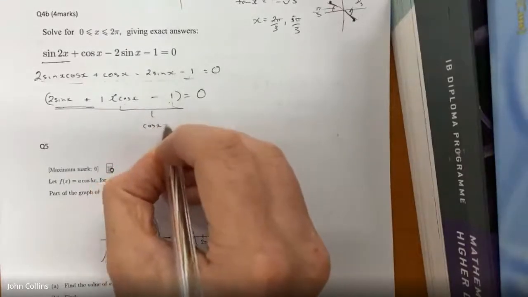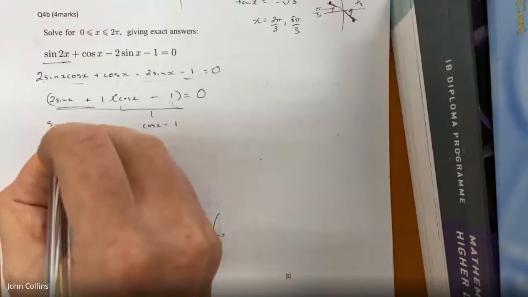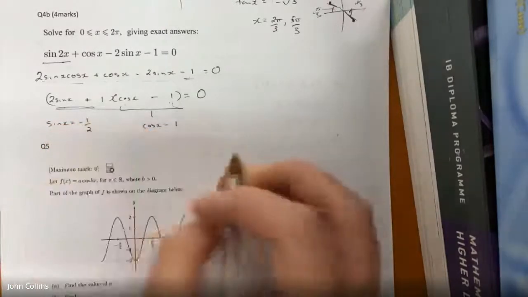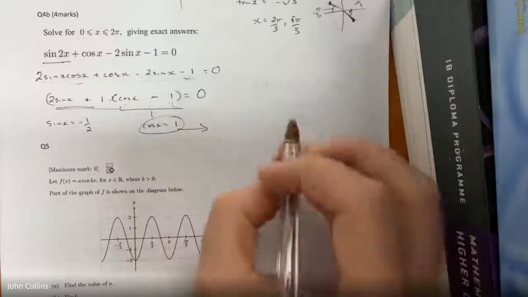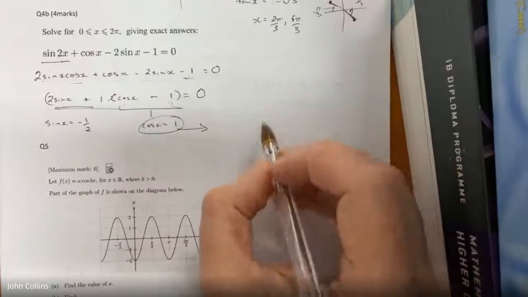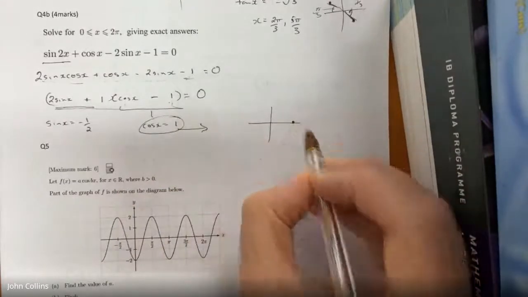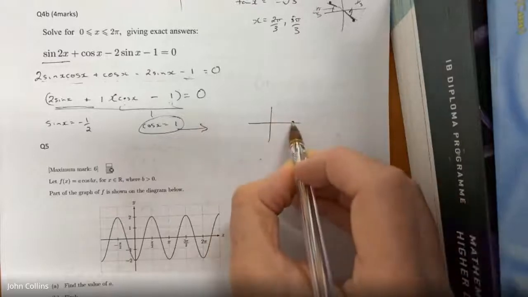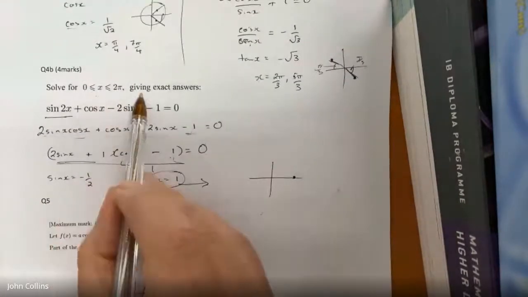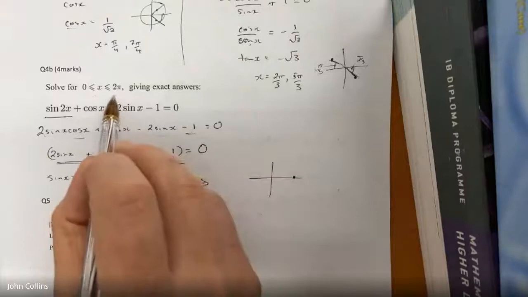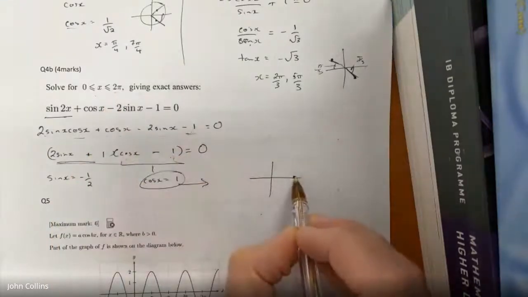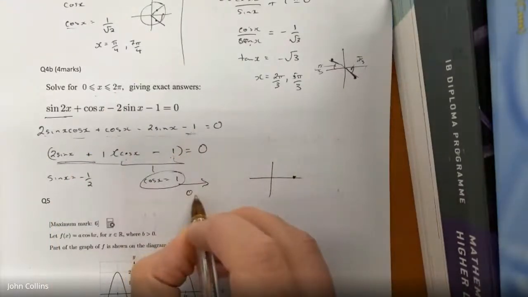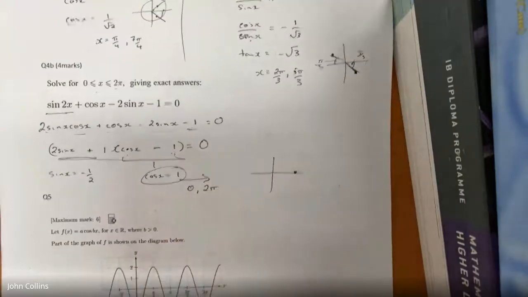Okay, so then this is going to be cos x is equal to 1. This is sine x then is equal to negative a half. So cos x equals 1. Well, you can talk about where that's going to sit, and it's going to be here, isn't it? Positive 1, and how many times do we need? Oh, so it's just one full circle, including 2 pi. So 0 is one answer, and 2 pi is the next time it hits that point.